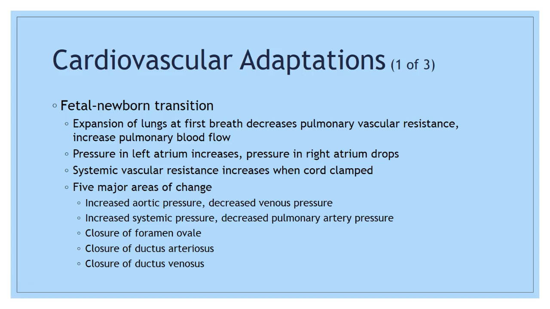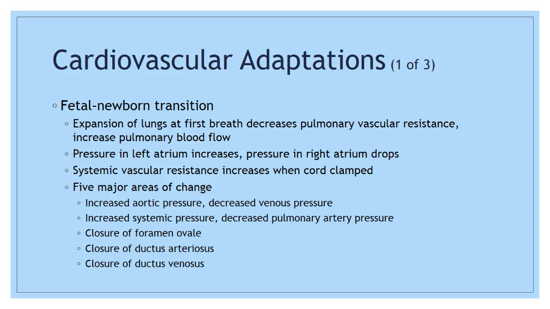There are 5 major areas of change that occur from a cardiovascular standpoint. These guys get an increased aortic pressure and a decreased venous pressure. They have an increased systemic pressure for the reason we just said. The cord becomes clamped and increases that systemic pressure, but they have a decreased pulmonary artery pressure. They have a closure of the foramen ovale, closure of the ductus arteriosus, and a closure of the ductus venosus.